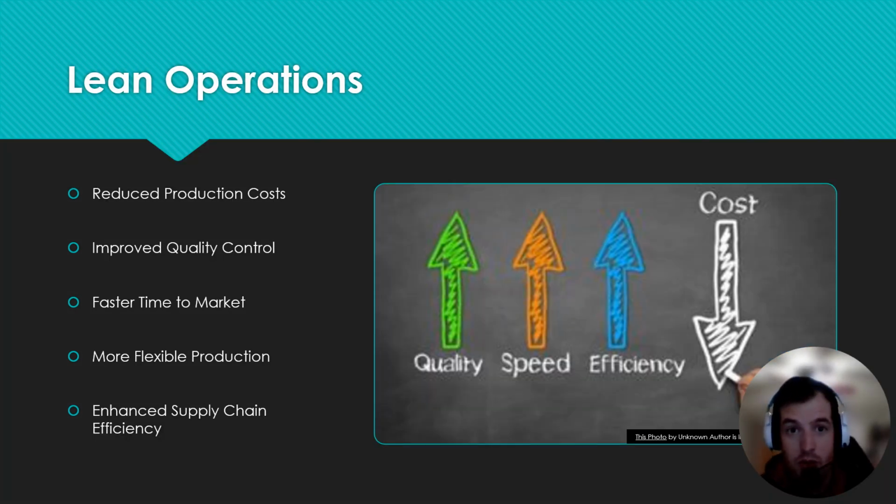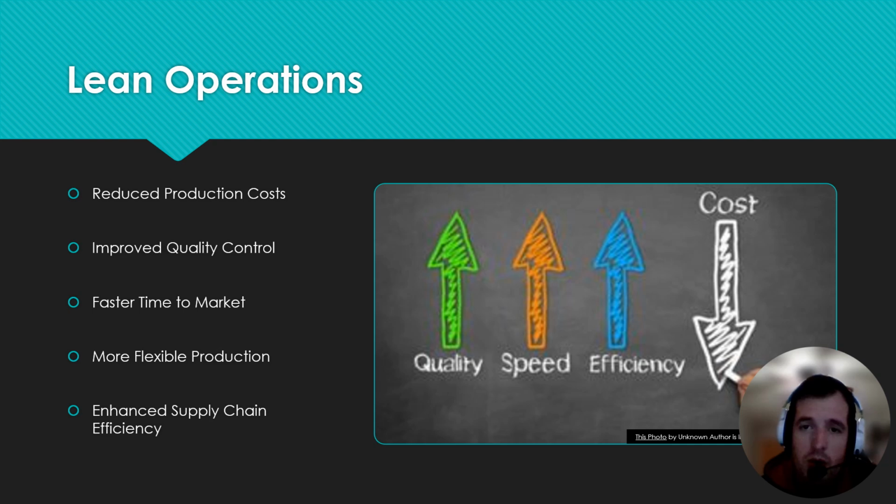So, lean operations. If they're not already doing this, which they pretty much are, implementing lean operations at Tesla could bring several benefits to the company, helping it streamline production, reduce waste, and increase overall efficiency. So that's the idea of lean operations. By incorporating lean principles into its operations, Tesla could reduce production costs, improve quality control, deliver products to the market quicker, have more flexible production, and enhance supply chain efficiency.